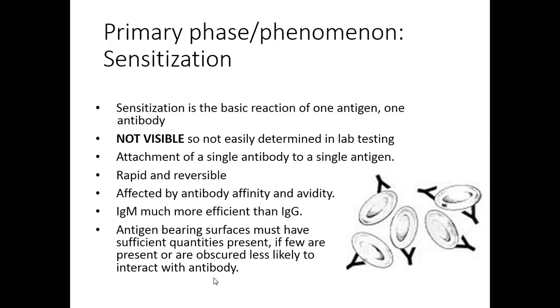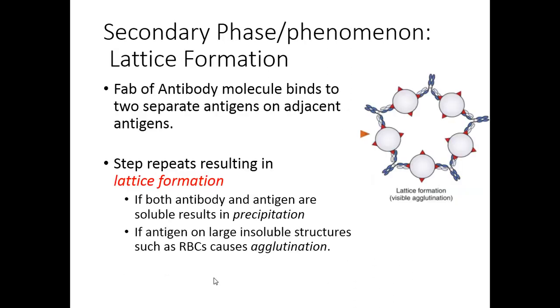Yes? Great. Lattice formation, though, happens once the antibody gets sensitized onto the antigen. The second phase we see is that cross-linking of binding one antibody to another antigen. If you remember back when we were talking about antibodies, I told you how the hinge region of antibodies allows antibodies to bend and twist almost like in a game of Twister. Well, that will come in super handy here.